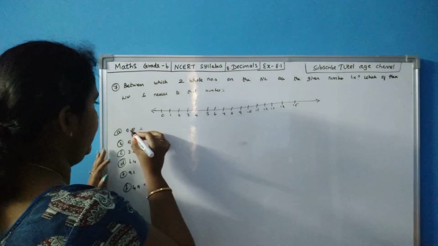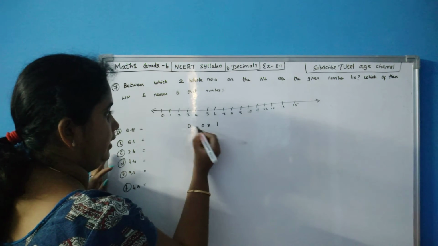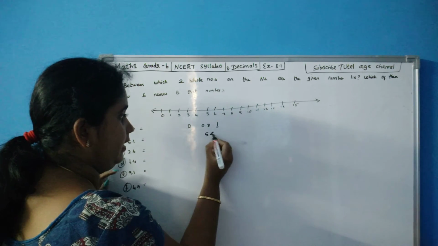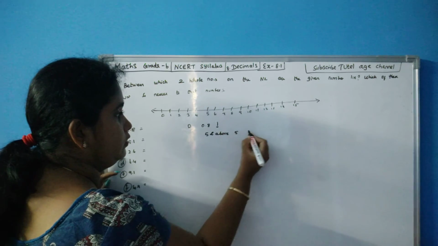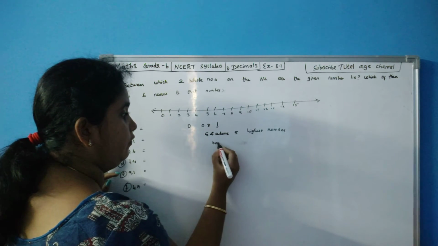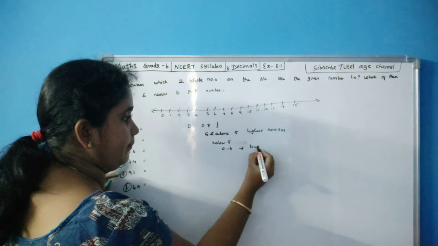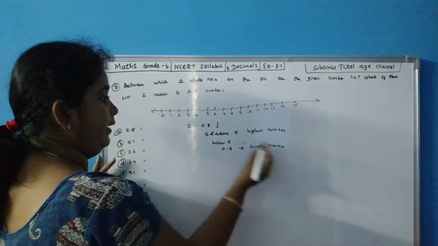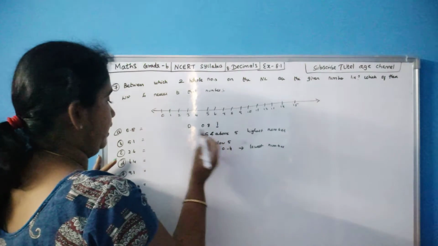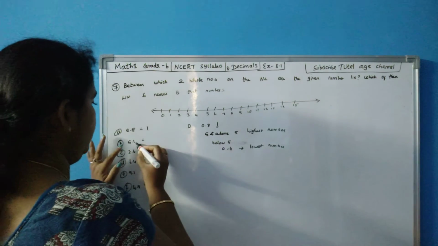If you see, take 0.8. The 0.8 is in between 0 and 1, right? But it is closer to 1, because for 5 and above 5 you should take the higher number. Below 5, that is 0 to 4, you should take the lower number. Now here in 0.8, the digit 8 is above 5, so you should take the higher number, which is 1. So 0.8 is nearer to 1.